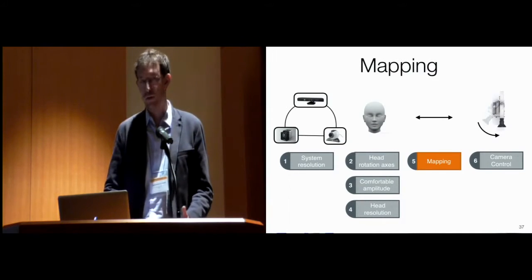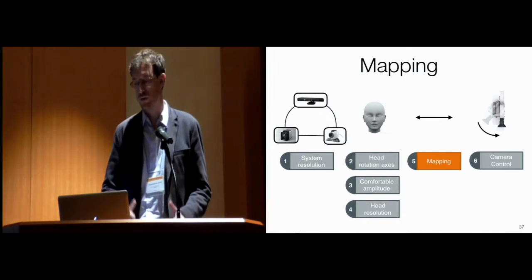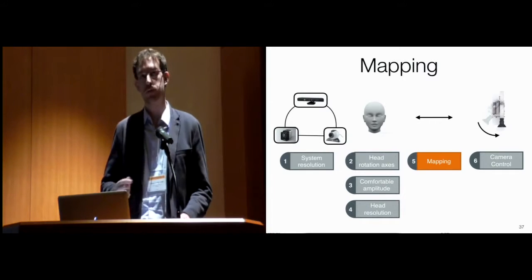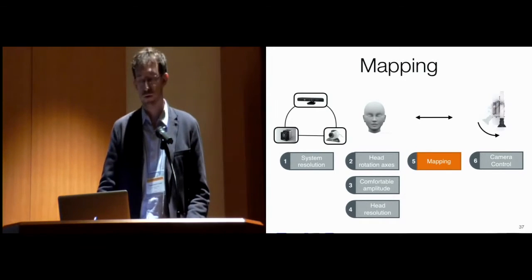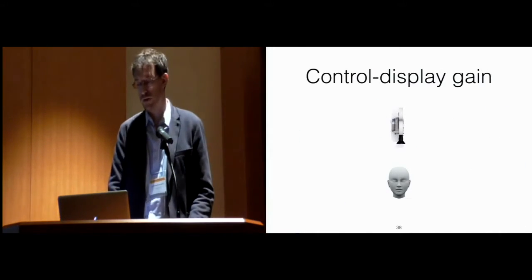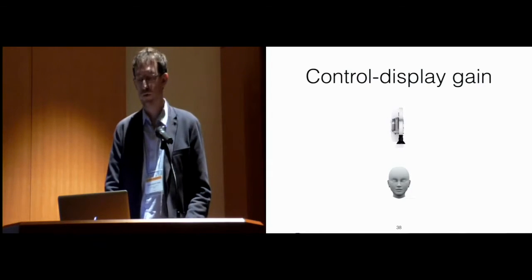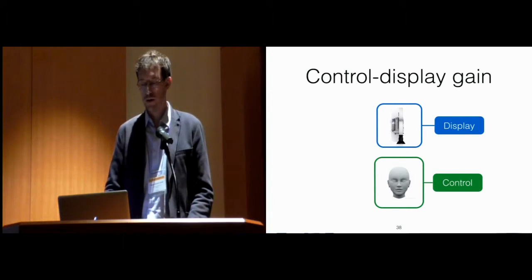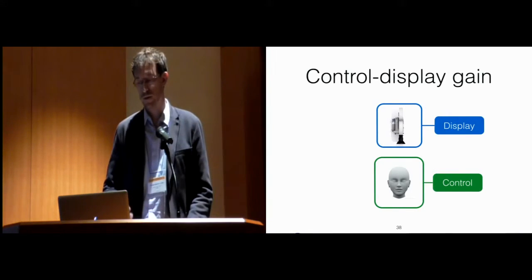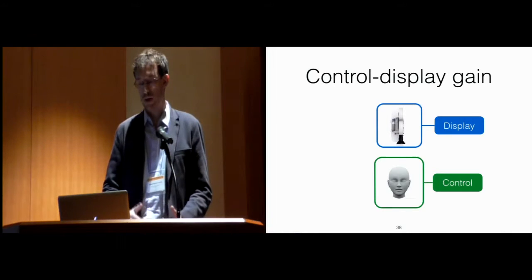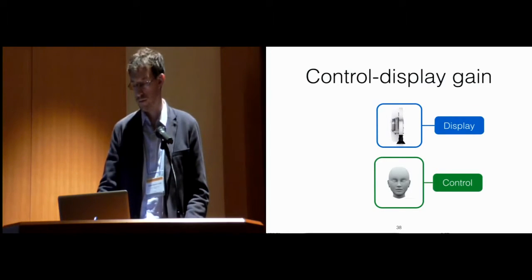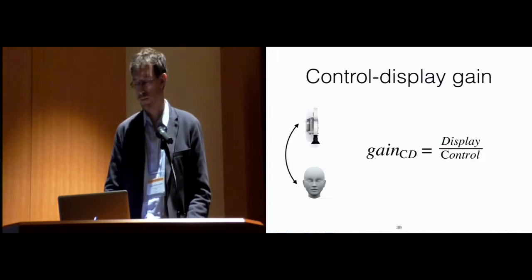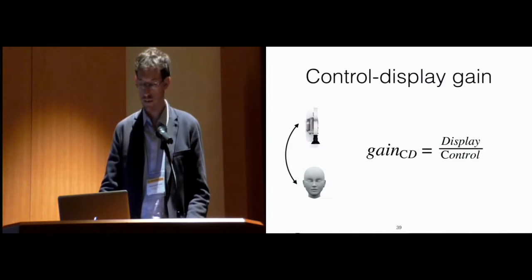So now that we evaluated the user abilities, we needed to do the mapping. How do we transform the user input into the camera control? In order to do this, we have to use a factor which is called the control display gain. What does it stand for? The control here is the user input, the head movements, and the display is the output, the camera control. And the control display gain is the ratio between the display and the control. So what does it mean exactly?